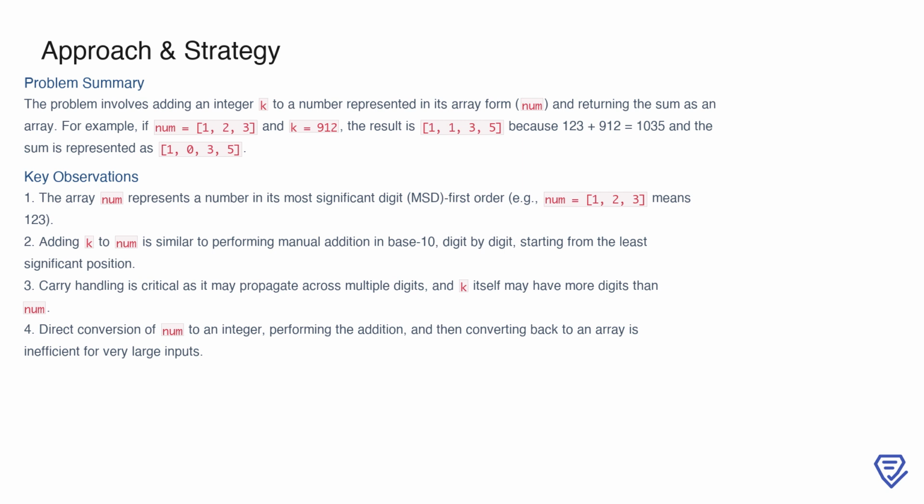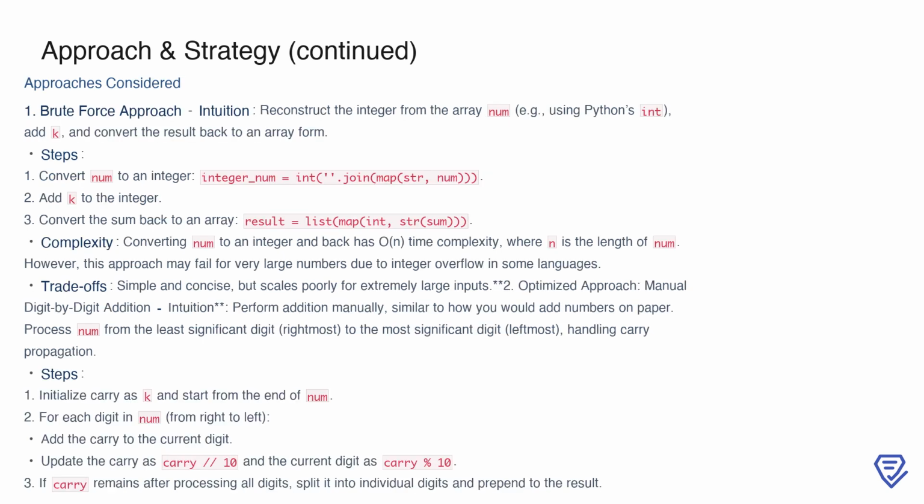So, we'll need a more robust strategy. Several approaches can be considered to tackle this problem. The first is the brute force approach, which involves directly converting the array to an integer, performing the addition, and then converting the result back to an array. For example, you could join the digits of the array into a string, convert it to an integer, add k, and then split the resulting number back into its individual digits.